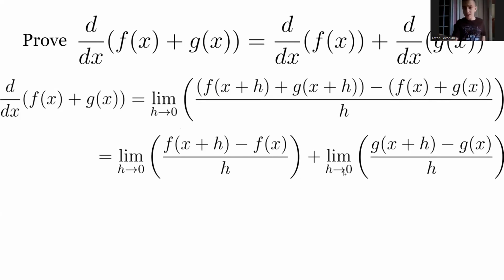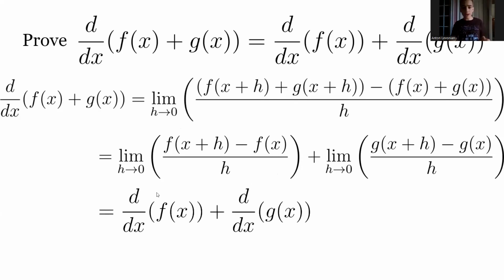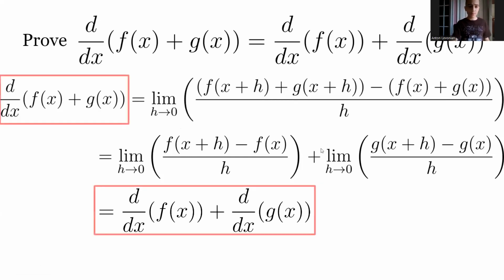And once again, this is just basic algebraic manipulation of the numerator, and then using the fact that we can break a limit of a sum into a sum of a limit. So this is basically just how we got there, basic algebraic manipulation and limit rules. And then you will definitely recognize this as the derivative of f of x, and this is the derivative of g of x. So we just proved this property here.